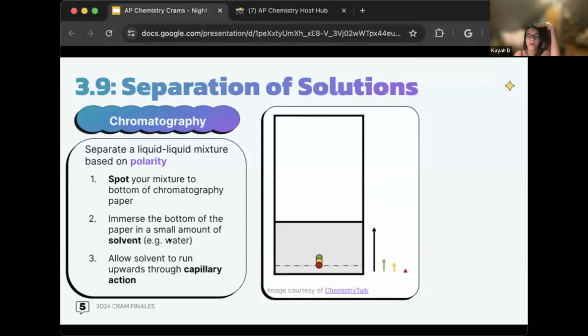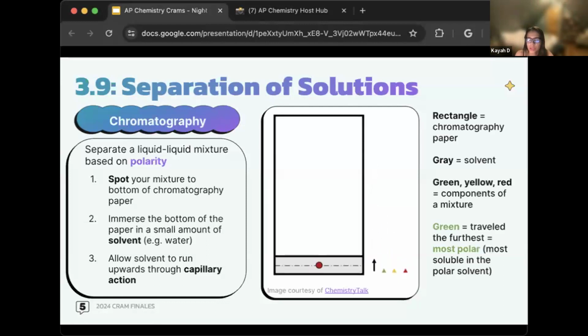Depending on how far these dots travel, it tells you about the different polarity of the components of the mixture, and it helps you separate them as well. You don't have to go too in depth into them, but you should be aware of the different types and what they're used for in case it comes up on an AP Chem exam.